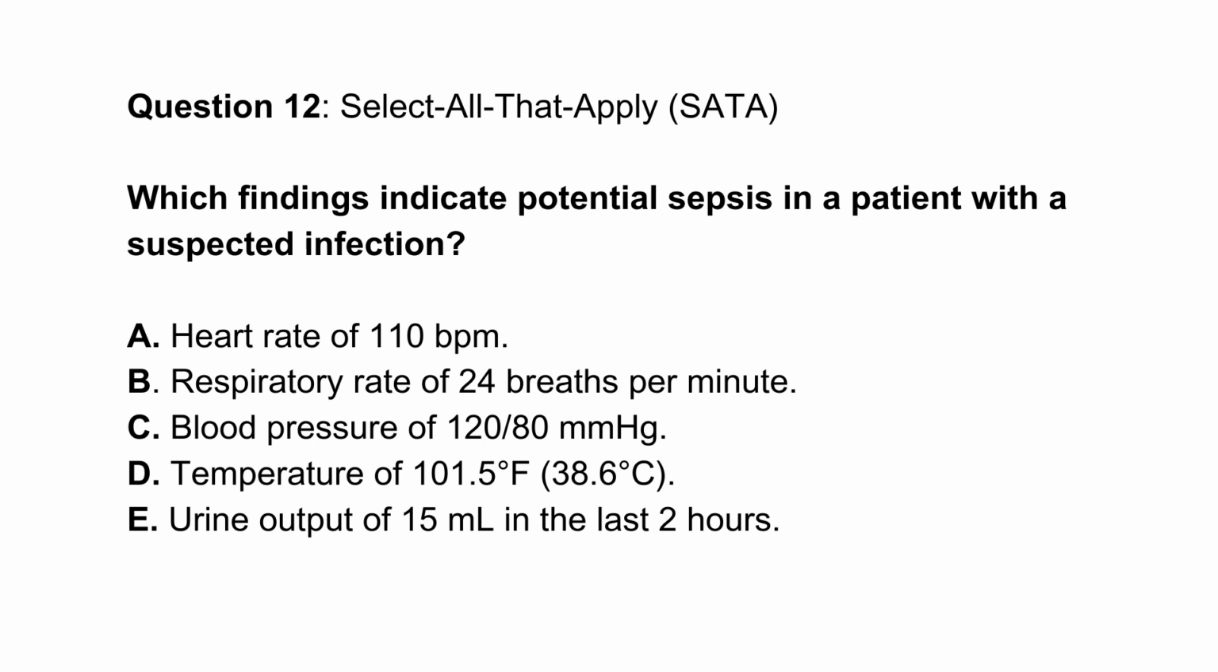A. Heart rate of 110 bpm. B. Respiratory rate of 24 breaths per minute. C. Blood pressure of 120/80 mmHg. D. Temperature of 101.5 degrees Fahrenheit, 38.6 degrees Celsius. E. Urine output of 15 mL in the last 2 hours.